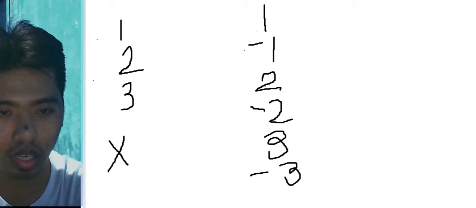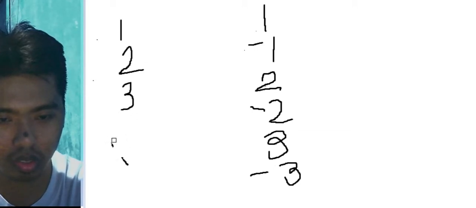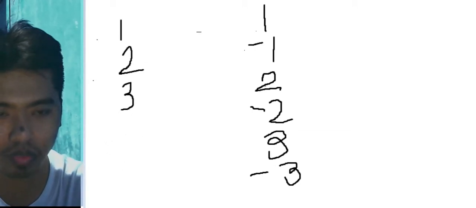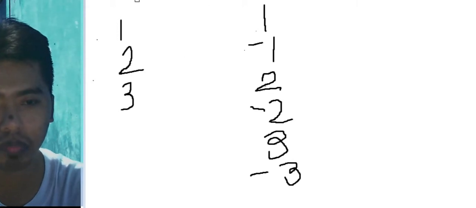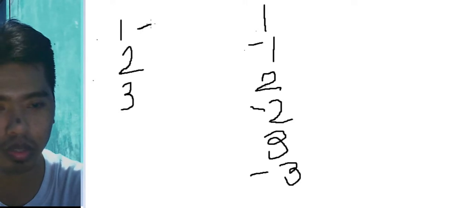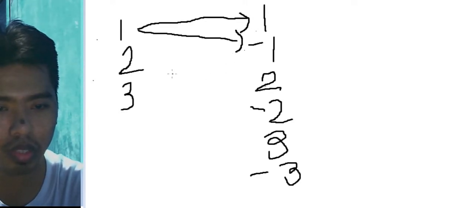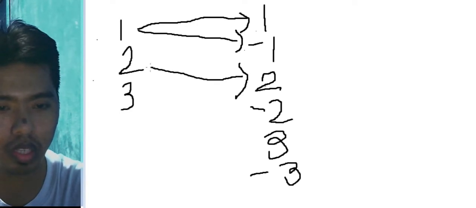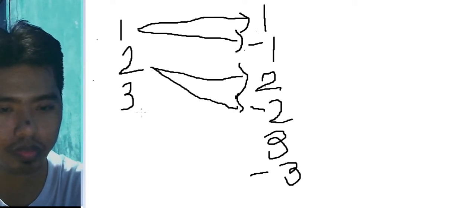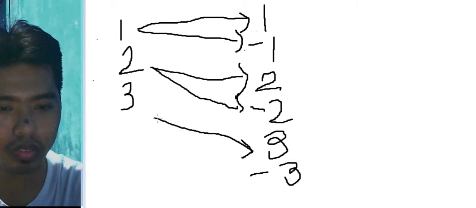Let me erase this x to remove some confusion. Now let me target. So this input goes here, output, and it goes here, output. Here and here.